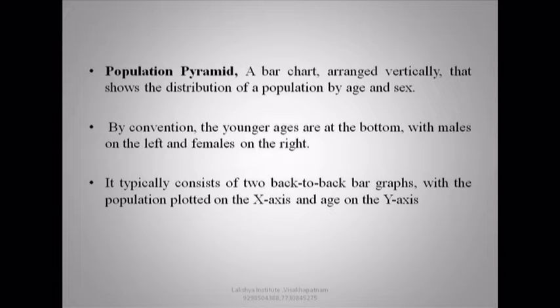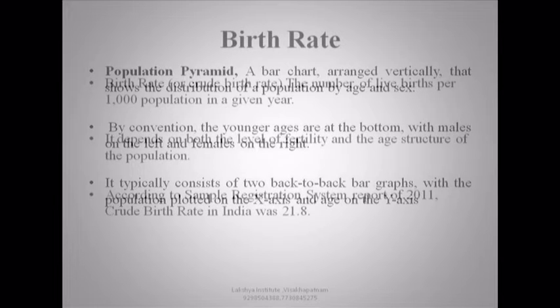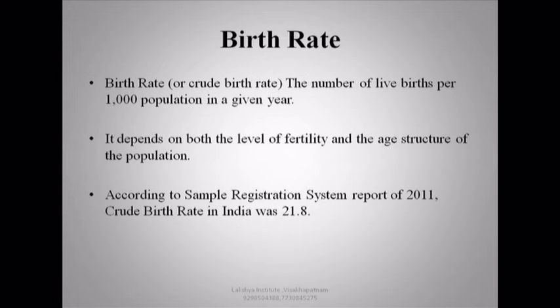Population pyramids are often viewed as the most effective way to graphically depict the age and sex distribution of a population. Crude birth rate, the number of live births per 1,000 population in a given year. The birth rate is usually the dominant factor in determining the rate of population growth. It depends on both the level of fertility and the age structure of the population. According to the Sample Registration System report of 2011, crude birth rate in India was 21.8.